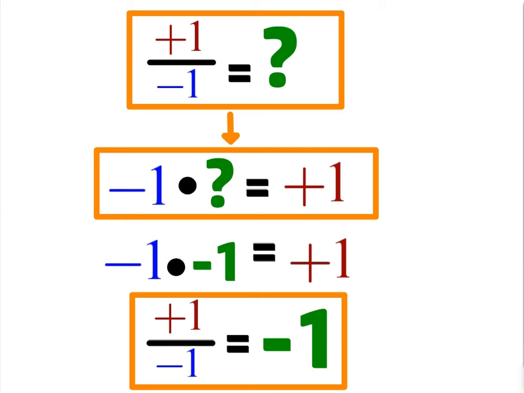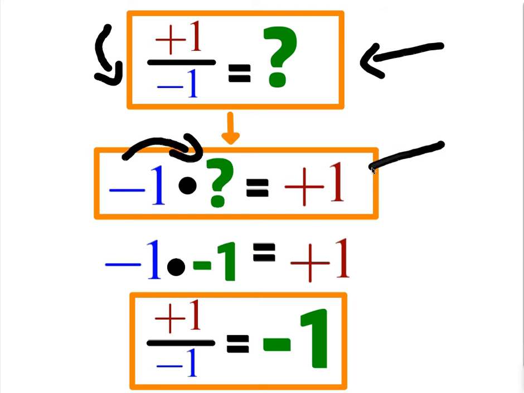So let's go ahead and look at these expressions here. Suppose I want to know what positive 1 divided by negative 1 is. And I don't know what that is. But what I can do is I can rearrange it so that, well, even though I don't know what it is, I do know that negative 1 times whatever my answer is must give me the numerator back, positive 1.